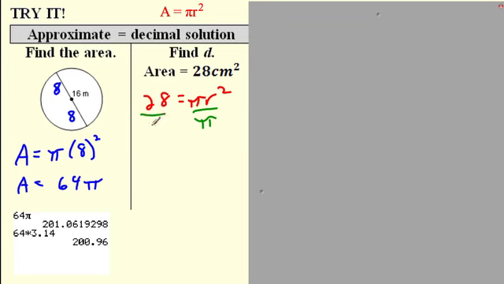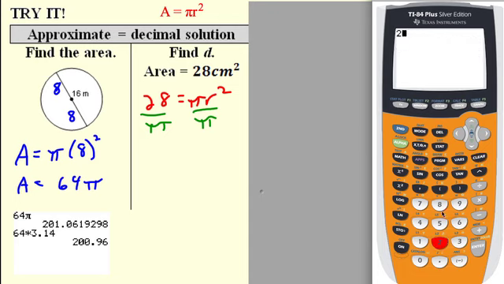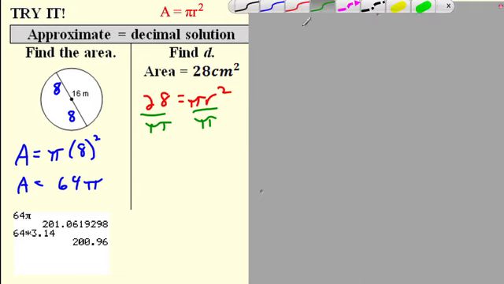So the first thing you're going to do is divide by pi. So I'm going to have to go straight to the calculator on this one because I don't know what that is. 28 divided by 3.14 is what? Looks like 8.9. So we're going to cut off at one decimal.